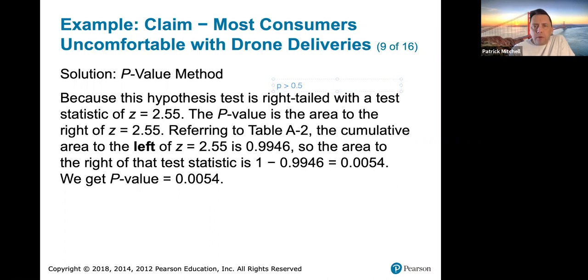So the p-value, let me, hang on, lost track of my mouse. Okay, so let me show you what this p-value would represent. Here is my normal distribution. And here is a z-score of 2.55. The p-value is the area to the right of z equals 2.55. So it's this area right here.